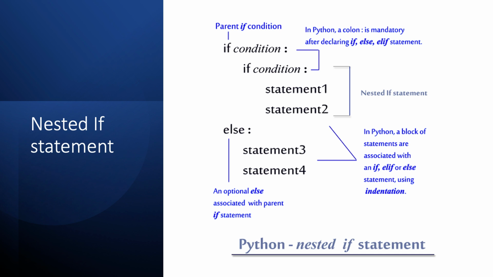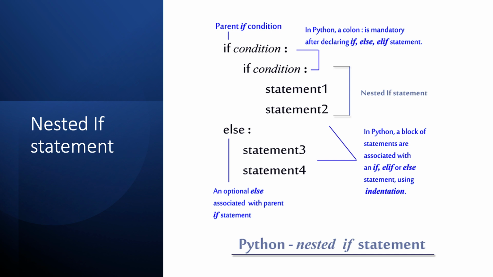And inside the block of code for the parent if statement, we can have another if statement. This is known as the nested if statement. And just like the parent if, it also ends with a colon, and the code inside it must be indented. So here we have if condition, colon, followed by a nested if condition, colon, then two statements. So this shows that statement 1 and statement 2 will execute only if both conditions are true.